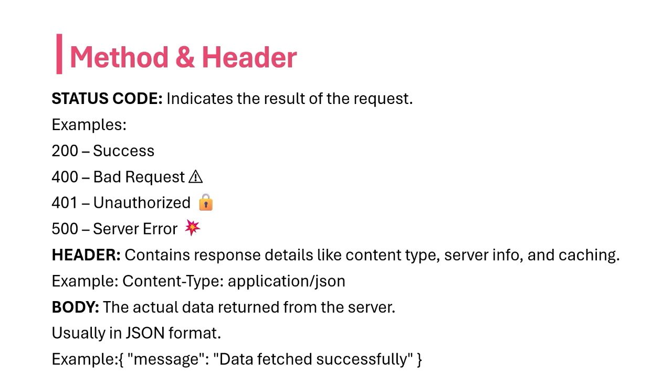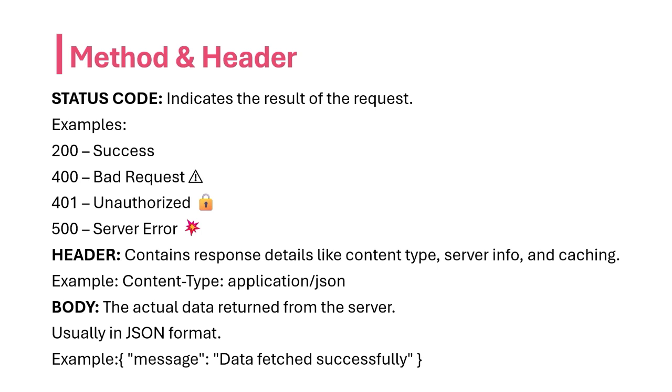Then comes the header. The header includes information like content type, server name and server info. And the final thing is the body, the actual data returned from the server. Usually it is in JSON format. Here we can see an example.